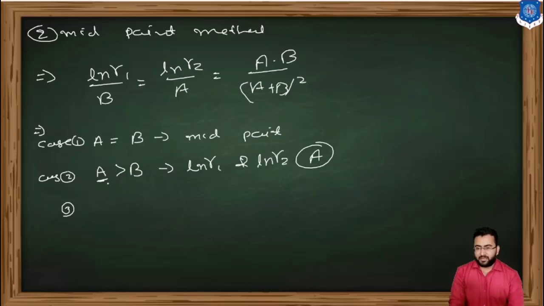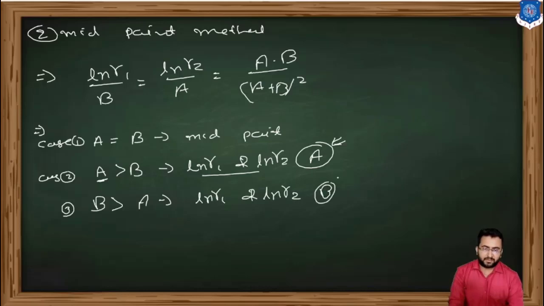When a is large, then the interaction of ln gamma 1 and ln gamma 2 is at the a side. If the value of b is greater than a, then the interaction of ln gamma 1 and ln gamma 2 must be at the b side. Okay, so to understand this, let's again consider one graph so you can clearly understand what we are going to discuss here.